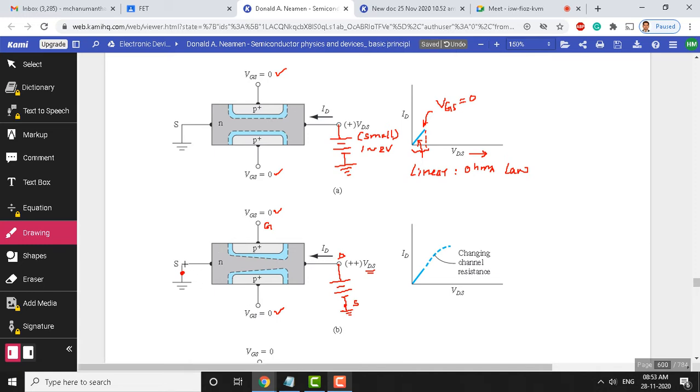Gate here and source. So to avoid the conflict, we combine these two gates and make a common gate. You can do this connection something like this. So you can join these two gates and apply a common VGS now. This is VGS. Now in this case VGS is 0.